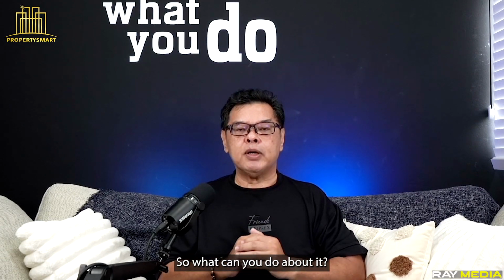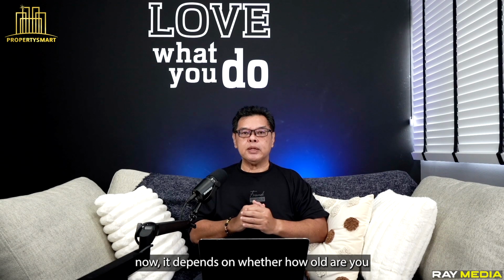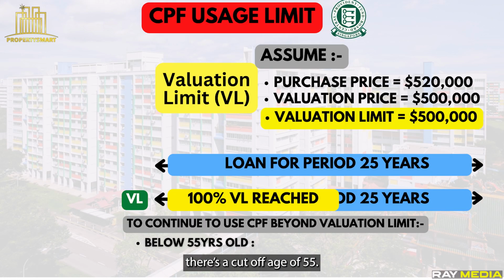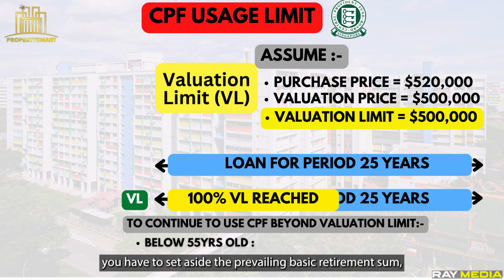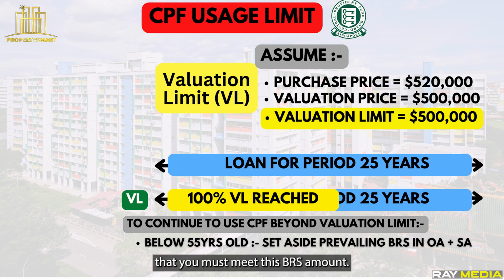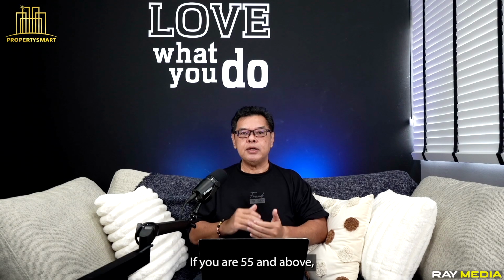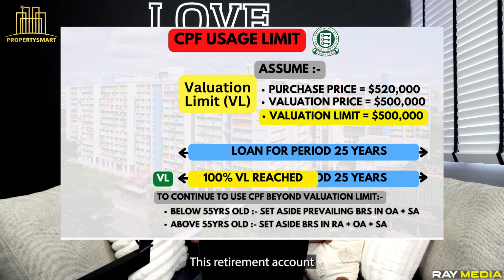So what can you do about it if you still have a lot of CPF in your ordinary account and you want to continue to utilize it? Now, it depends on how old you are. There's a cutoff age of 55. If you are 55 and below, you have to set aside the prevailing basic retirement sum, which is the add up of your ordinary account and special account, and you must meet this BRS amount. If you are 55 and above, you have to ensure that your ordinary account plus special account plus retirement account must meet the basic retirement sum.